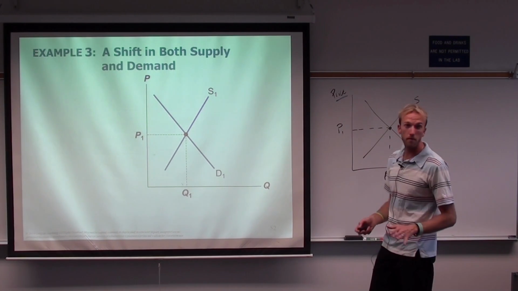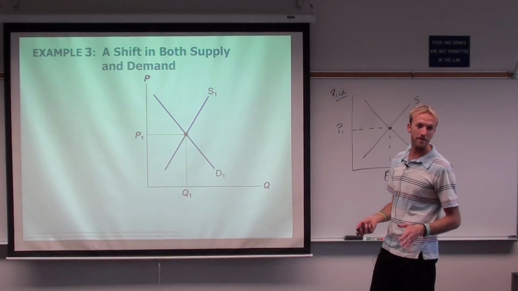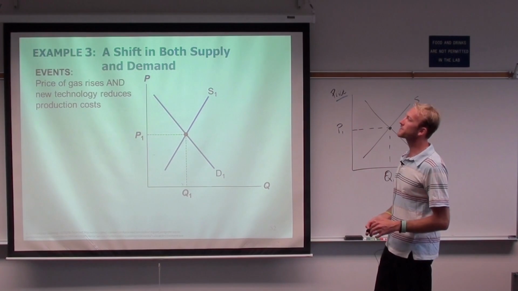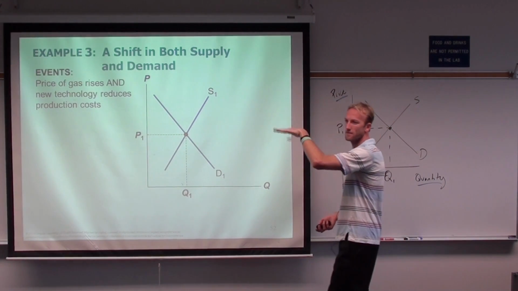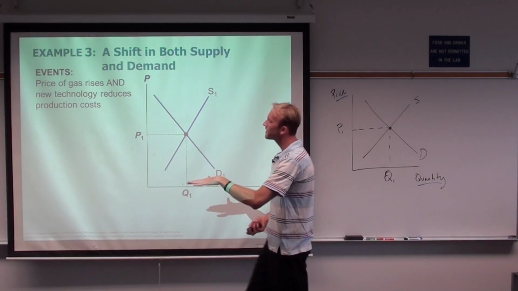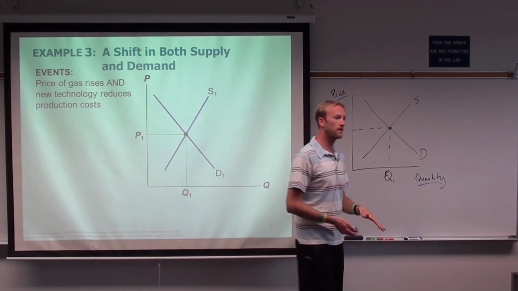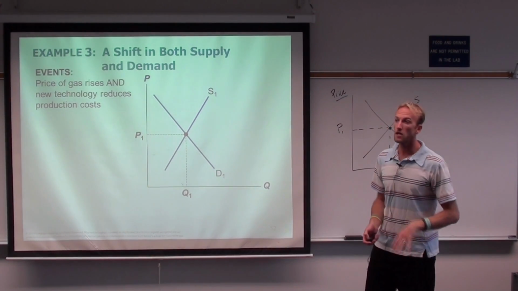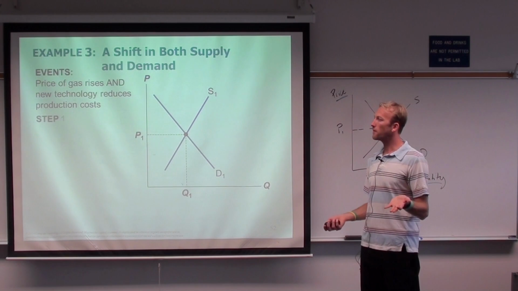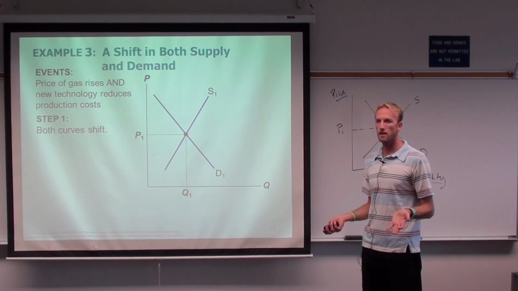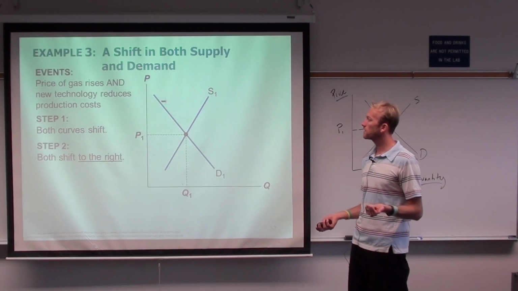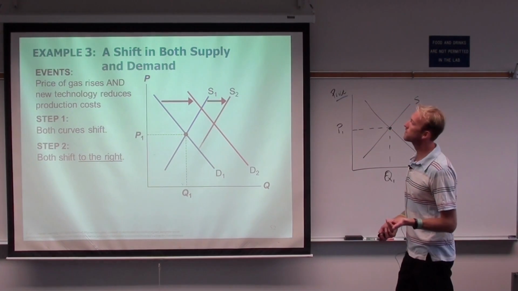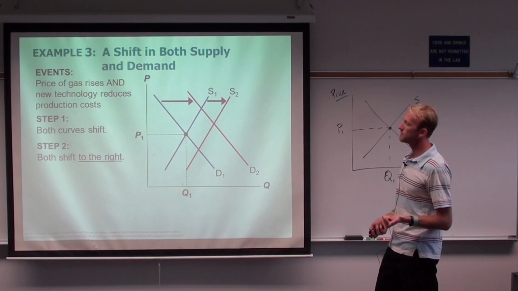Let's shift both curves at the same time, right? What are we going to do? OK, so we have gas rises, the price of gas rises, and we have a reduction in costs. Okay, so we already know what curves are going to shift. Both of them are going to shift, right? Supply is going to shift to the right. Demand is going to shift to the right. Okay, so we're going to draw that just like this, right?